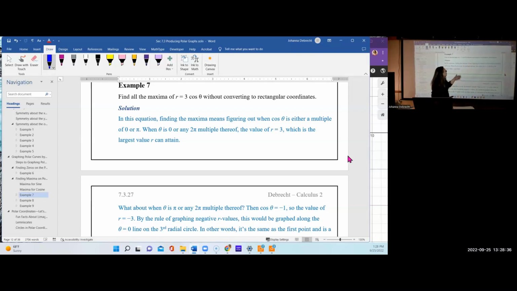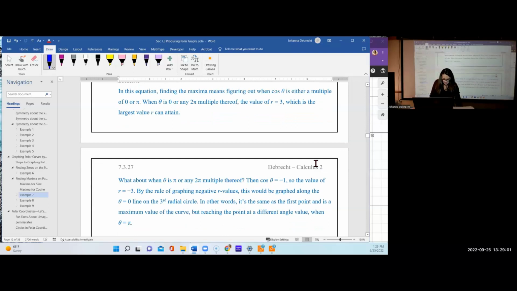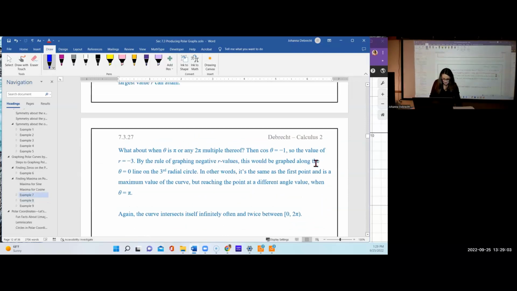Now, what if it were pi, which would give us -3 because cosine of pi is -1? Well, then I wouldn't graph it in the pi direction. I would shoot out and I would still graph it in the theta equals 0 direction. So it would shoot out in the opposite direction. But again, it would have a maximum value of 3. So it would come out towards the right, right? So that gives us basically what we're looking at there.